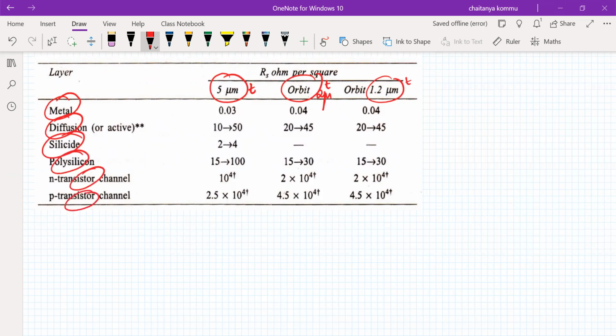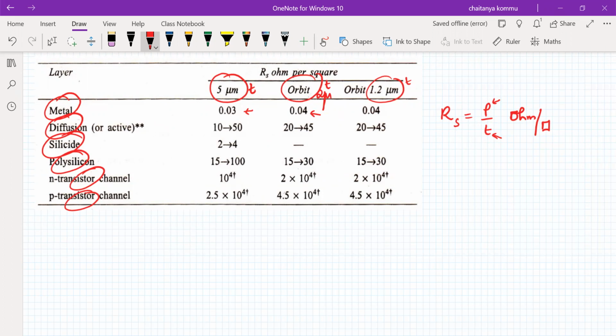Okay. So the sheet resistance of metal at 5 micron technology is 0.03 ohm per square. So what is the unit for this one? Ohm per square. What is the unit for the sheet resistance, by the way? Ohm per square. So 0.03 ohm per square for a metal at 5 micron technology, where the resistivity will be defined for the metal and thickness will be defined from the technology. Okay, so 0.04 for a metal at orbit 2 micron technology.